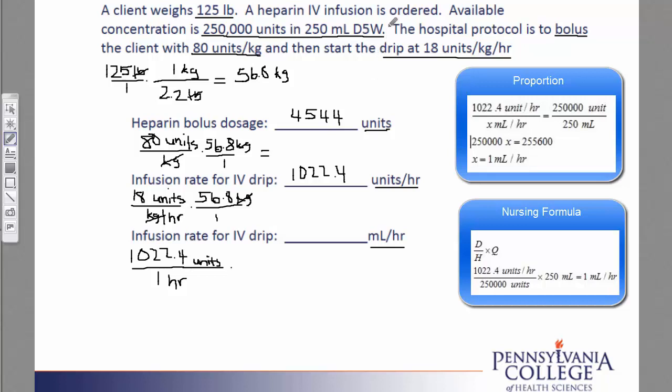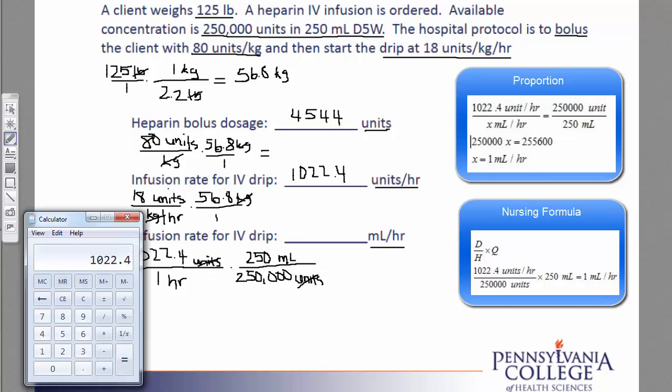There are 250,000 units, and that will go on the bottom of our fraction. The 250 milliliters will go on the top of our fraction. These two numbers must be in the same fraction because they are in the same IV bag. Setting up our problem this way allows us to cancel the label of units, and we see that the remaining labels will be milliliters per hour, which is our goal for this problem.